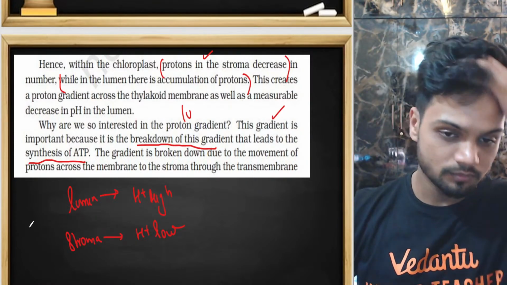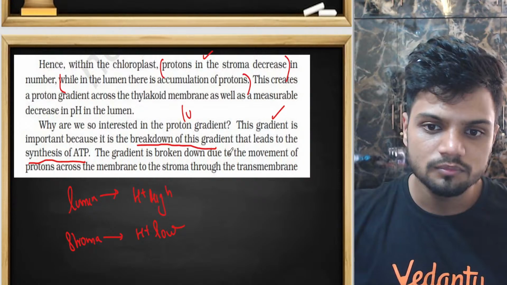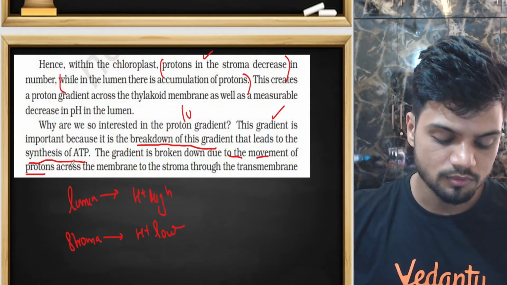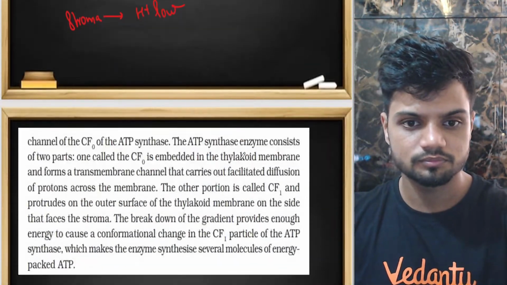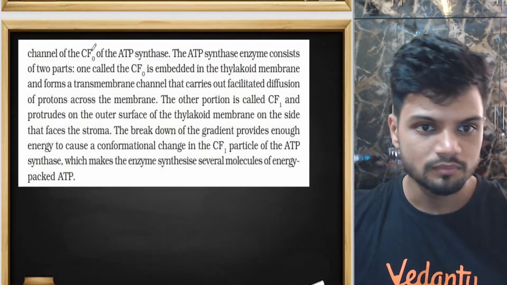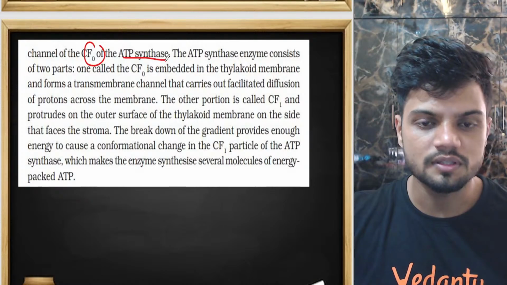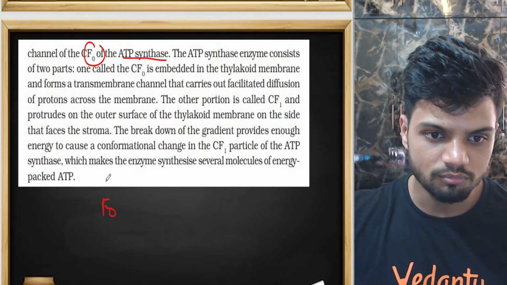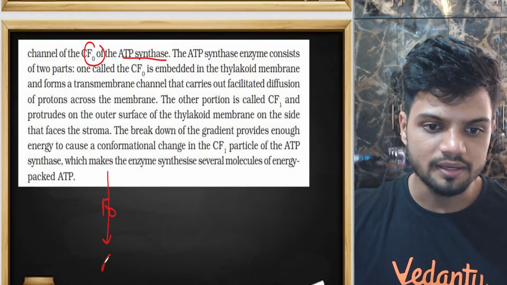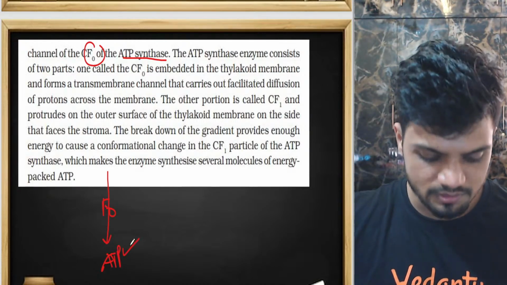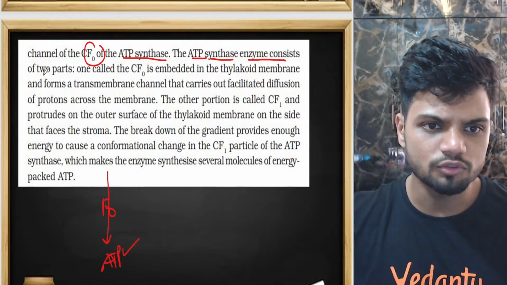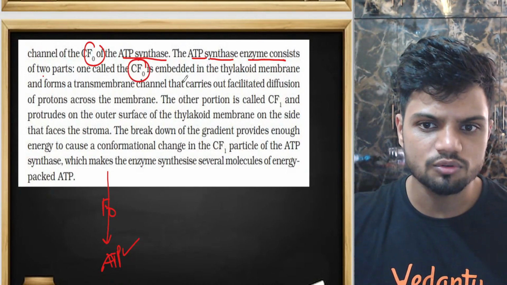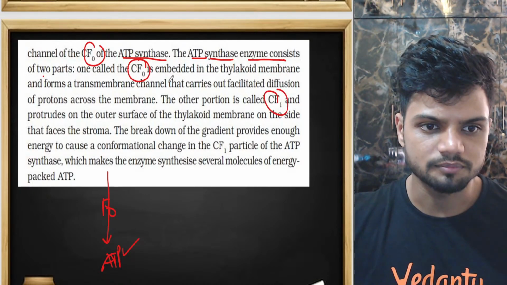Okay. Now, the gradient is broken down due to the movement of the protons across the membrane to the stroma through the transmembrane channel of F naught of ATP synthase. So F naught protons are coming out and ATP is made. The ATP synthase enzyme consists of two parts, one called F naught, the other called F1.